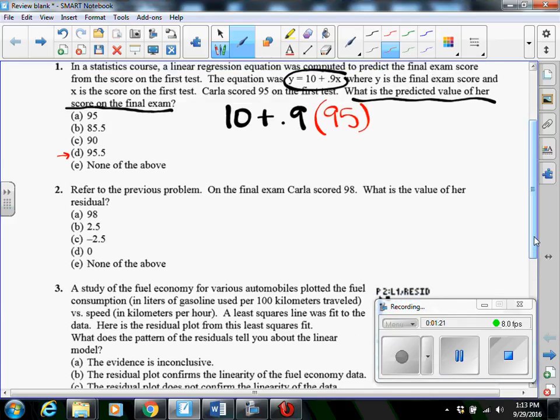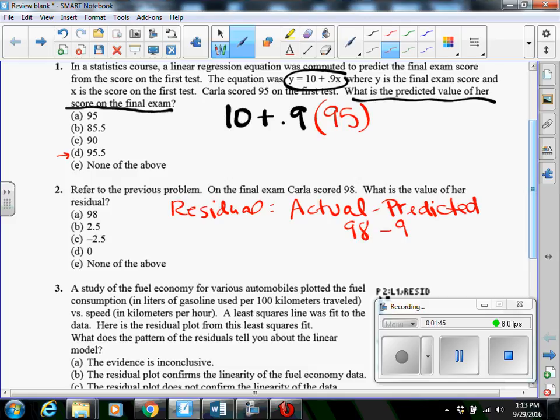Okay, that should have been pretty easy. The second one says that we're going to refer to this one, and she actually got a 98 on this test. So we have to calculate the residual. Remember, residual is the actual score minus the predicted score. So the actual score was a 98. Her predicted score that we just found in question 1 was a 95.5, which gives me a residual of 2.5 positive, because she actually did better than we thought she was going to do. So make sure you know that formula, actual minus predicted values.